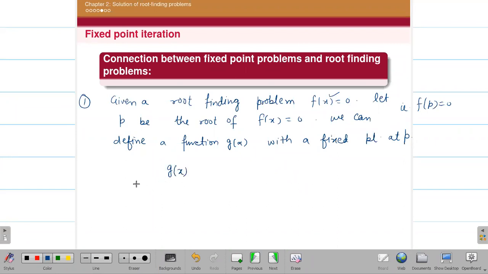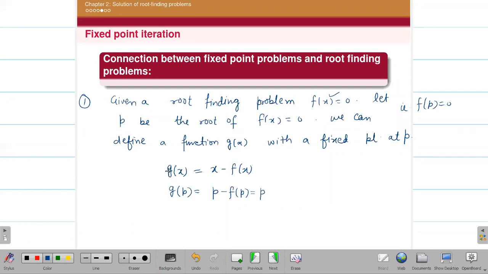Can you define a g of x? Means I will define a g of x in such a way that if I put P, then I will get P again. P is the root of this equation and I will construct a g of x such that P is the fixed point for this function. So can I take x minus f of x? Will it work? Because if I put P here, I will get P only. So with the help of the given function, you will construct your g of x.